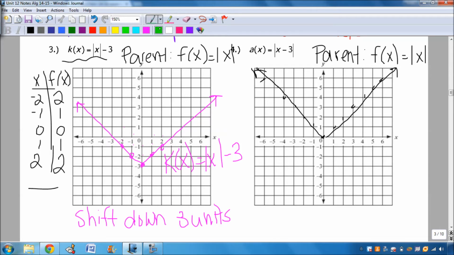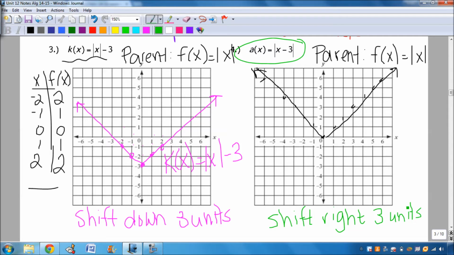So in order to figure that out, I have to look at this right here and ask myself, which way is this graph going to go? Well, the -3 is part of the absolute value. It's part of the x value. It's part of the input, which means it's going to be a horizontal shift. And remember, we go the opposite direction of what the sign says if it's a horizontal shift. So if it's -3, it means it's going to shift it to the right 3 units.